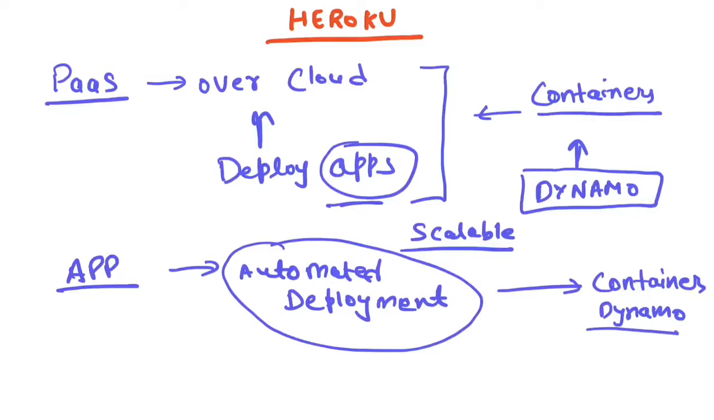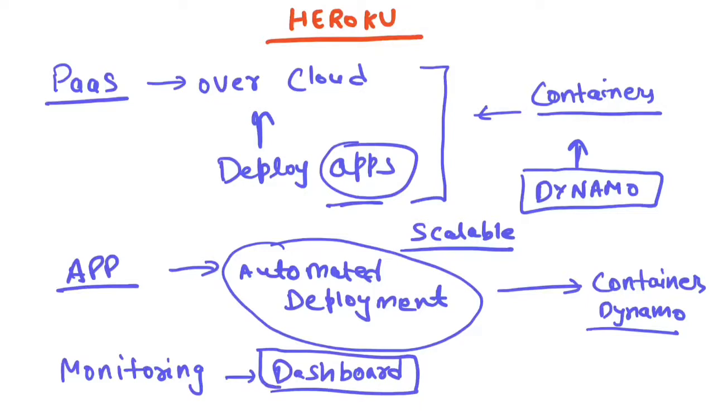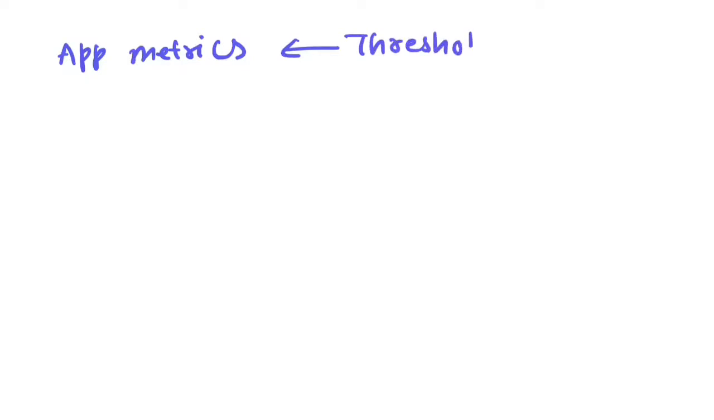Now your app is deployed. You can do monitoring of your app also within Heroku using dashboards. So Heroku provides pre-built dashboards using which you can monitor your apps. Along with monitoring, you can capture certain app metrics which you want to capture, and you can define certain thresholds. What kind of metrics could it be? Let's say you have deployed an application over Dynos or containers which is exposed as an API. Now anyone who calls your API takes certain time.